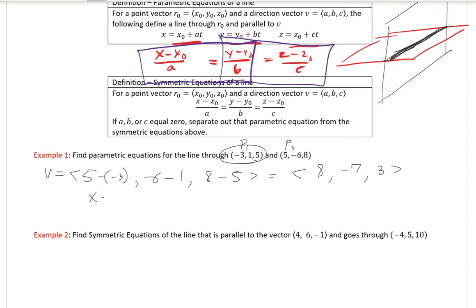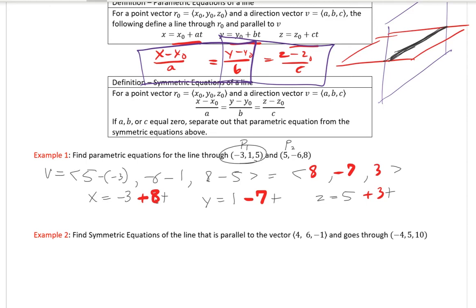And I'll say, okay, x equals the first point, -3 plus 8t. Maybe I'll put these in red so you'll notice where these are coming from. So 8, -7, and 3. So this is 8t. And then y equals another point, 1, minus 7t. And z equals 5 plus 3t. So this would define parametric equations that go through that line with that one initial point.